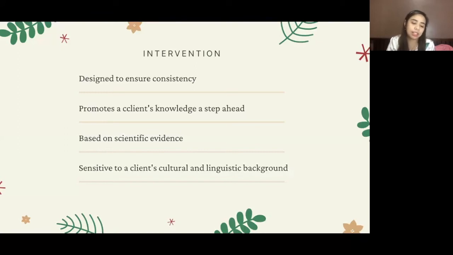Next, intervention is sensitive to a client's cultural and linguistic background. Of course, you will not target speaking in Tagalog if your patient is American or Korean. You won't target, let's say, sentences like "I want to eat lechon" for patients that have an Islamic background. So it's really important to know the cultural background and linguistic background of the patient as well. That's why case history is also important in the beginning of seeing the patient.